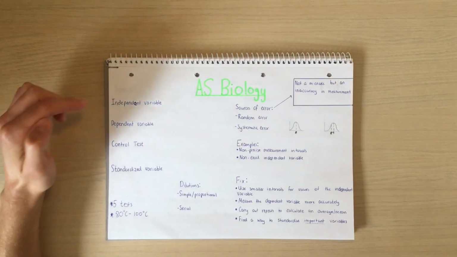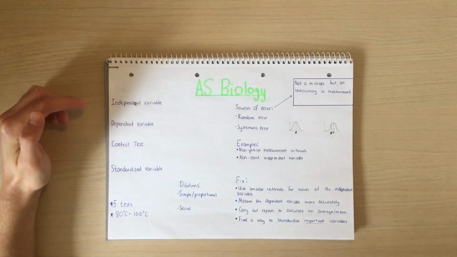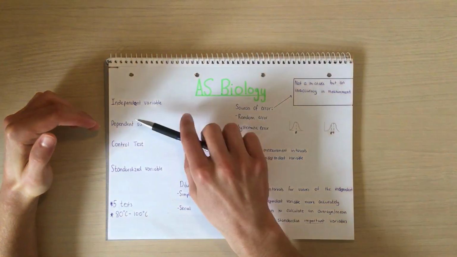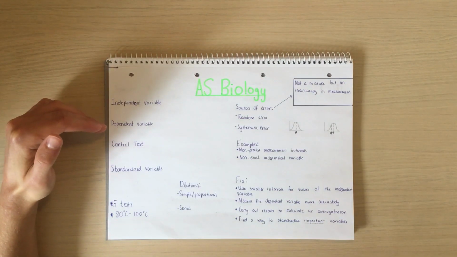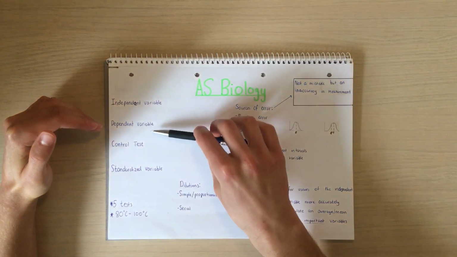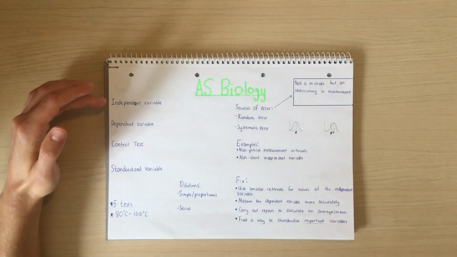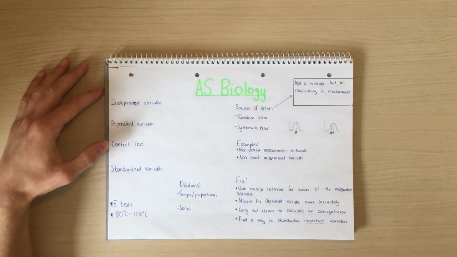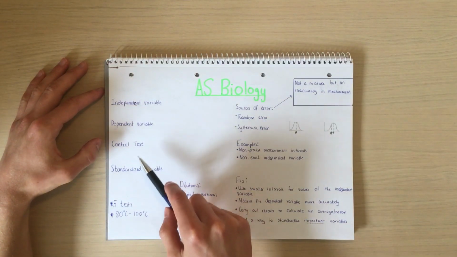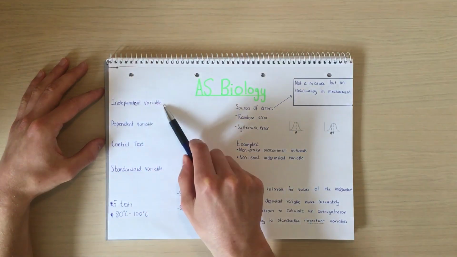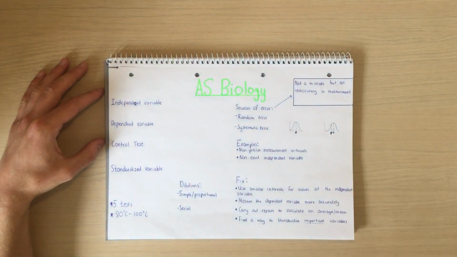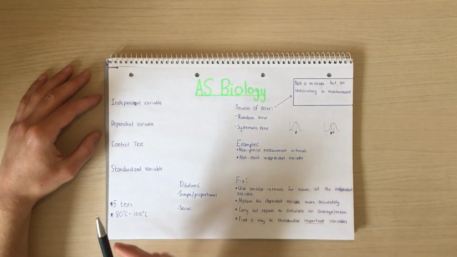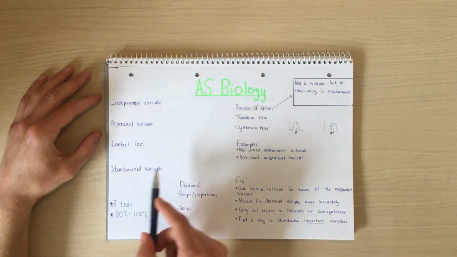So let's get started. The independent variable is the variable that we control. It's the thing that we are changing. On the other hand, the dependent variable is the thing that we're measuring, and it changes as a result of our independent variable, right? It's dependent on our independent variable. A control test is a test that we do where we keep the independent variable constant or neutral. A standardized variable is a variable that we keep the same throughout all of our tests.